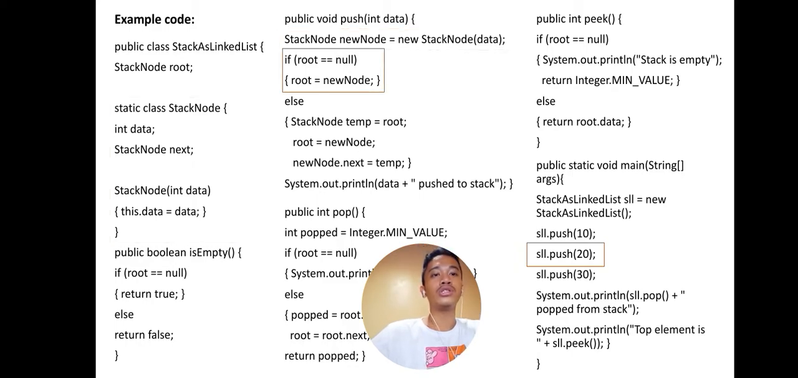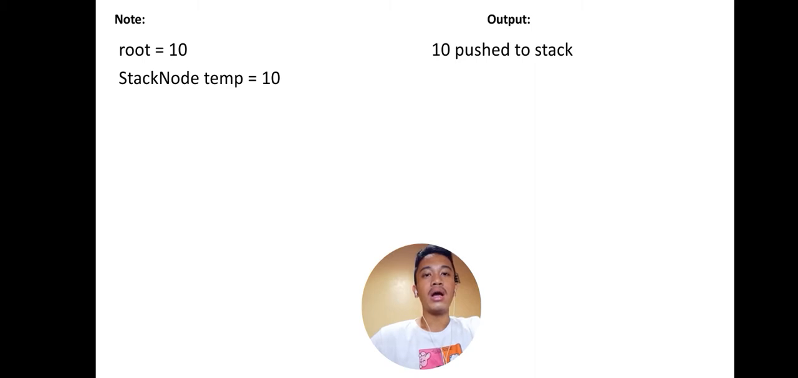And next, we will check if root is equal to null. Since our root now has a value of 10, 10 is equal to null is false. That means we need to jump to the else statement, and let's perform the statements under the else. First, we have stack node temp is equal to root. So we know that our root is equal to 10, so stack node temp is equal to root.